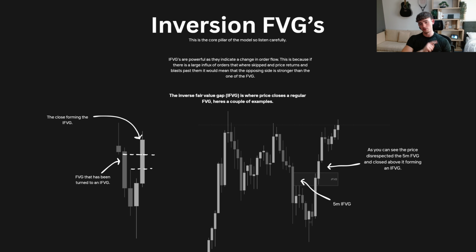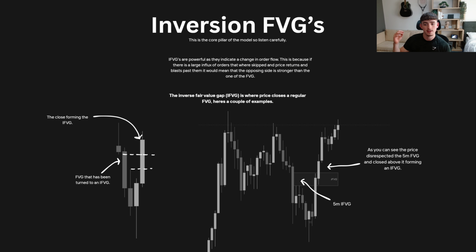Inversion fair value gaps. This is the core pillar of the model, so listen very, very carefully. I hope you've still got that notepad out and your pen ready. Inverse fair value gaps are powerful as they indicate a change in order flow. This is because if there is a large influx of orders that were skipped and price returns and blasts past them, it would mean that the opposing side is stronger than the one of the fair value gap. So all in all, the inverse fair value gap is where price closes through a regular fair value gap.